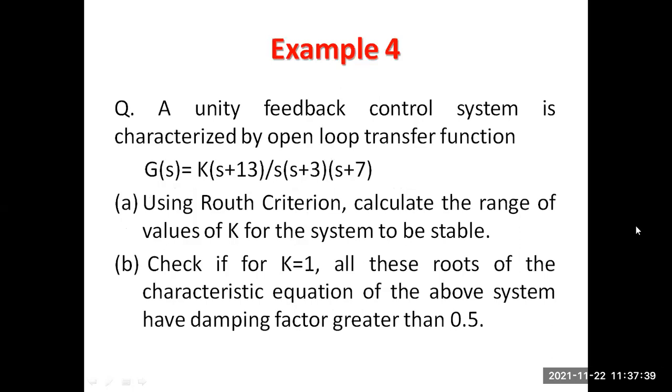The next problem: a unity feedback control system is characterized by open loop transfer function G(s) equal to K into (s plus 13) by s into (s plus 3) into (s plus 7). Using Routh criteria, calculate the range of values of K for the system to be stable. Check if for K equal to 1, all the roots of the characteristic equation of the above system have damping factor greater than 0.5.